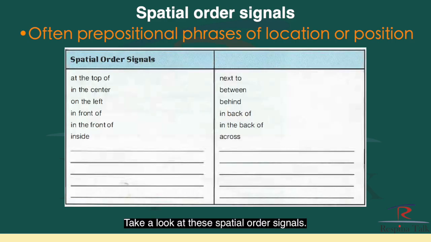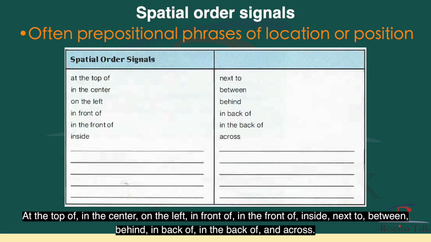Now take a look at these spatial order signals. Pause and try to use them in your head. Look at the ones on the left: at the top of, in the center, on the left, in front of, in the front of, inside, next to, between, behind, in back of, in the back of, and across.